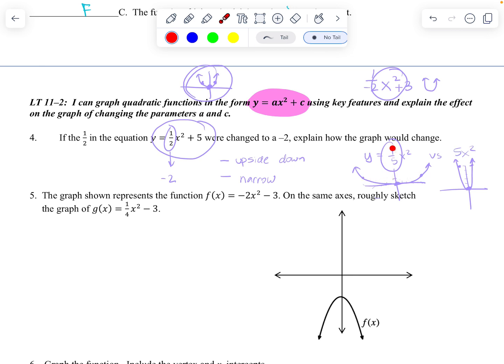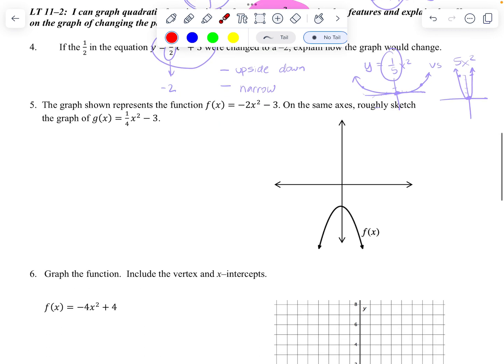And so that's why a 1/5 makes it super wide, versus a 5 is like a 5 and out 1, and a 1/5 is up 1, out 5. So that out 5 on the bottom makes it super wide. Okay, same kind of idea here, right?